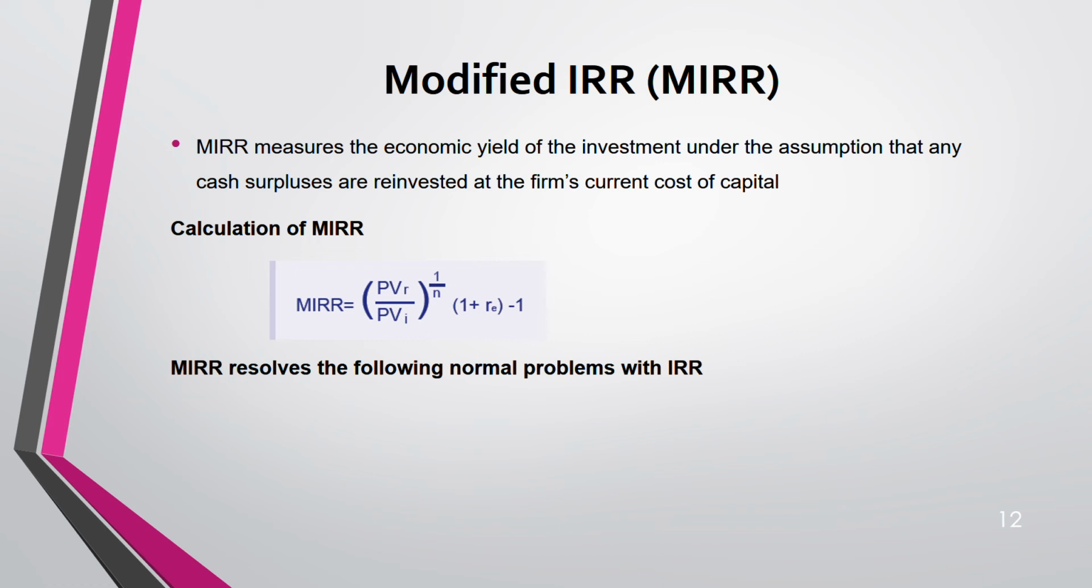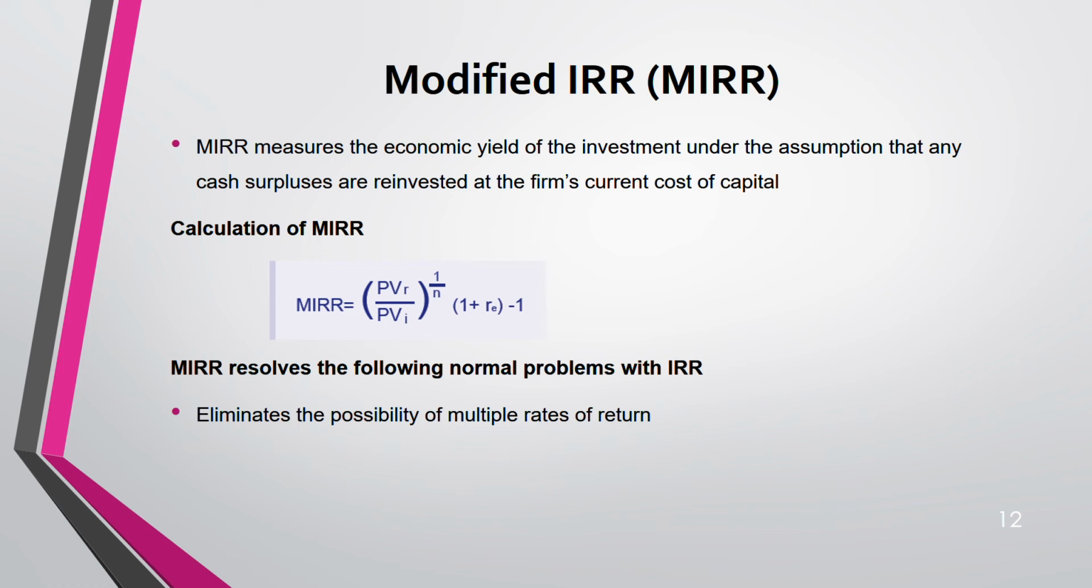Now, MIRR resolves the following problems with IRR. You have to write also. If it was only calculation, I would not have wasted so much time on all these things, solving issues and problems. But they will ask you to write. For example, they might ask how MIRR solves the issues of IRR, or what the limitations are, or how MIRR is an advantage over IRR. That time you have to write this point.